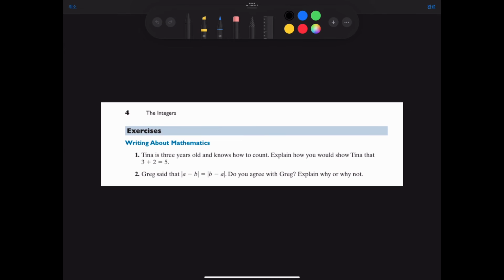One of these exercises explains that Tina is 3 years old and knows how to count. Explain how you would show that Tina knows that 3 plus 2 equals 5. In this occasion, we would be using the subtraction method, solving for A, which would be 2 here. So we would have to subtract 3 from both sides. Subtract 3, which results in 2 equals 5 minus 3, which is 2. So that's how Tina would know.